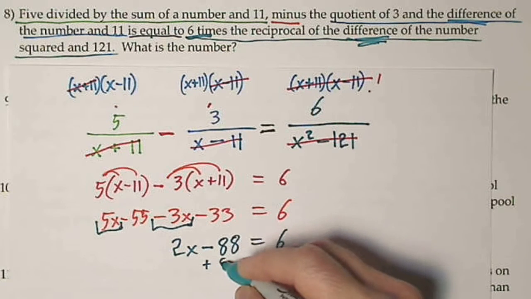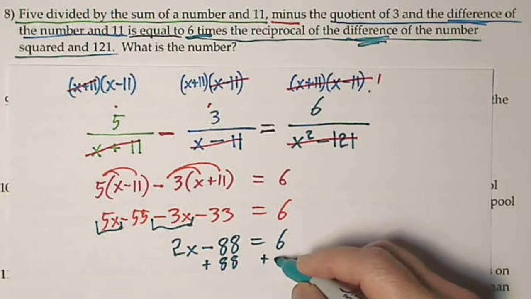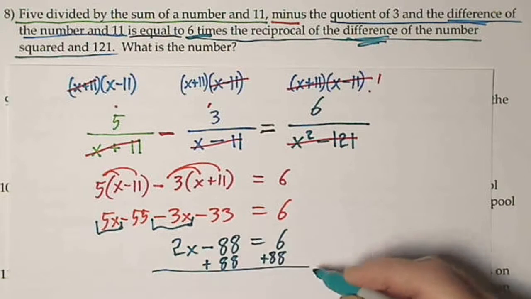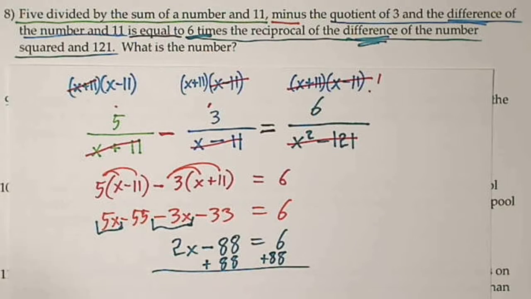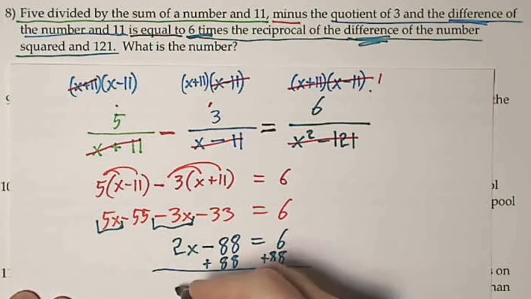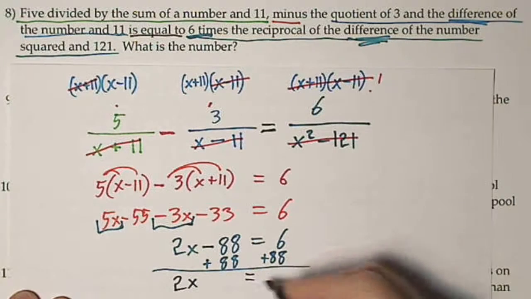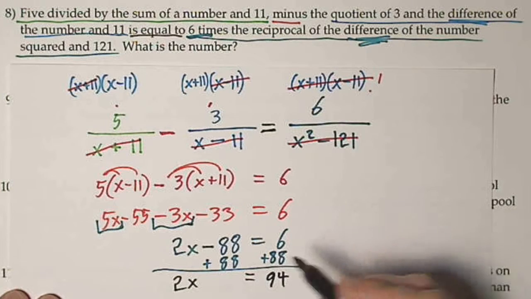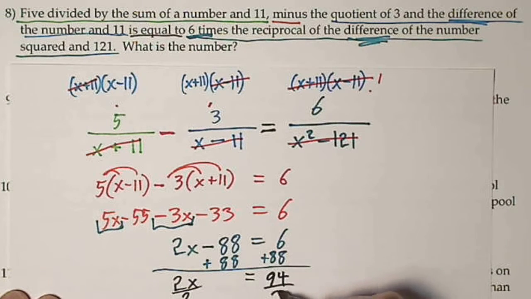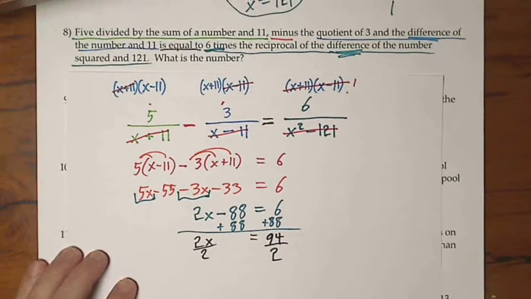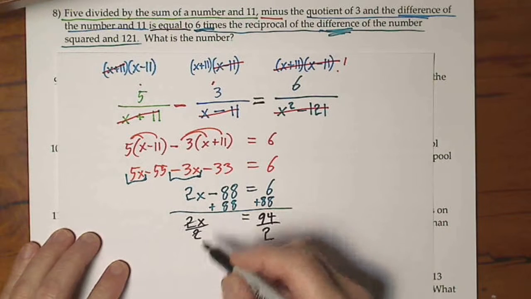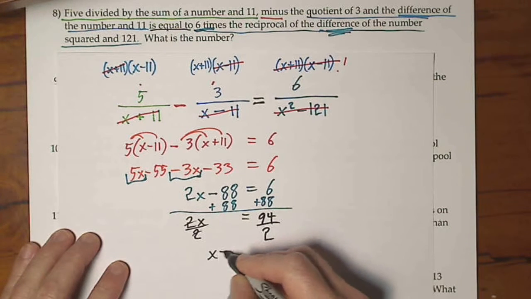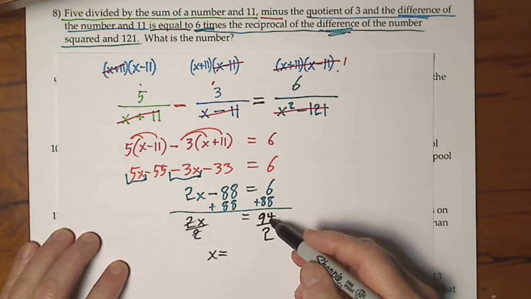Get rid of this 88. And we've got 2x equal to 94. And now just divide each side by 2. X is, well, the 2's cancel, and we have x equals half of 94 is 45, 46, 47.